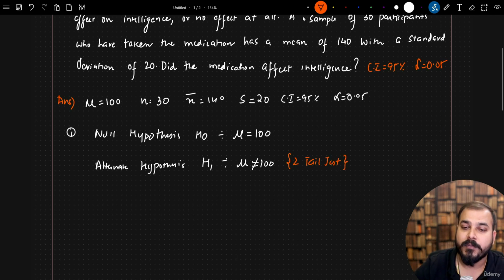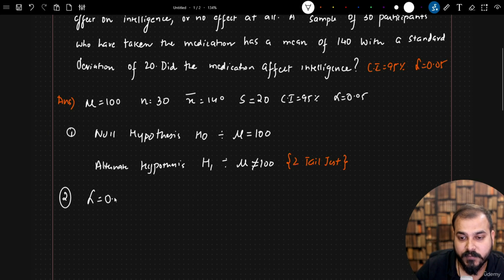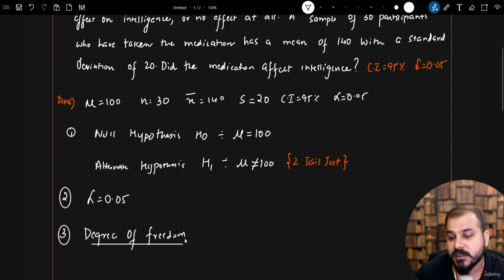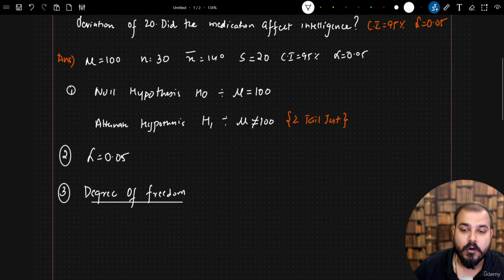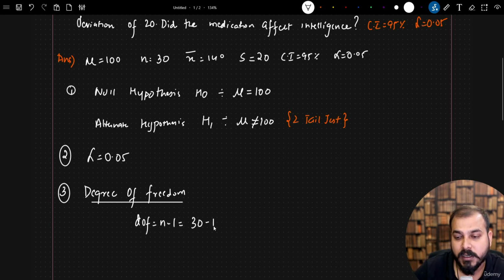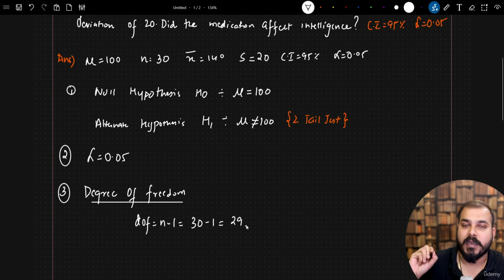Now coming to the next, very important step. Here you know your significance level, that is alpha 0.05, right? Now, whenever you are given a t-test problem, I need to compute the degree of freedom. We have also discussed this in the student t-distribution. With the help of this, we will be able to look at the t-table and see the area under the curve. In this scenario, my degree of freedom is n minus 1, which is 30 minus 1, which is 29.